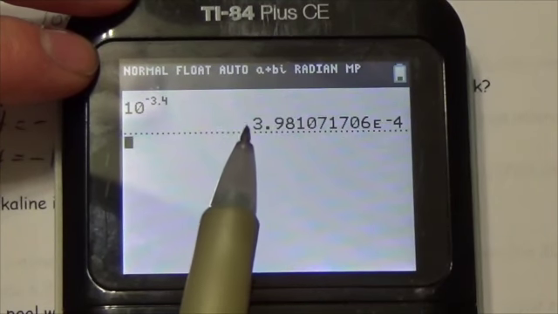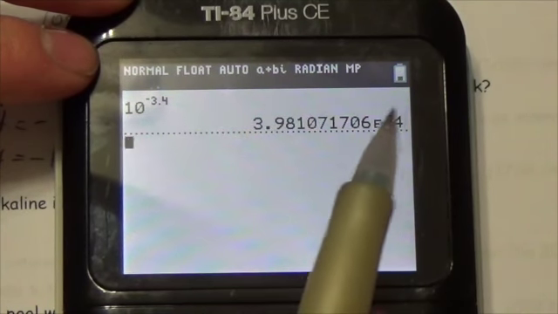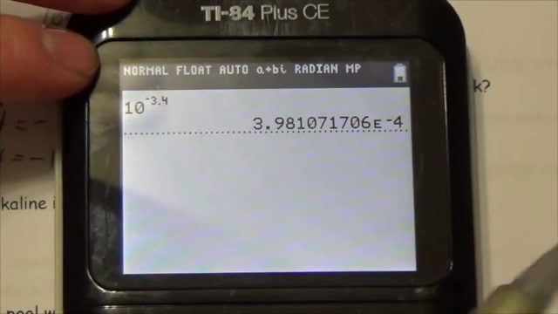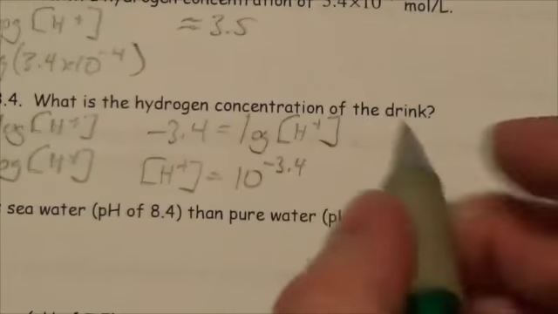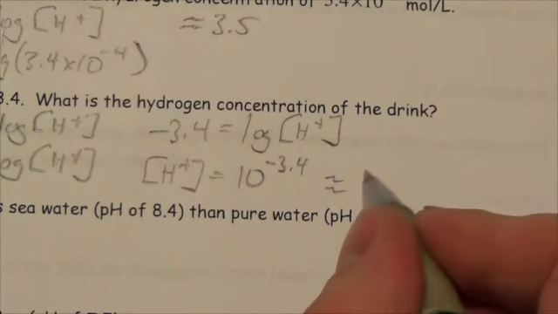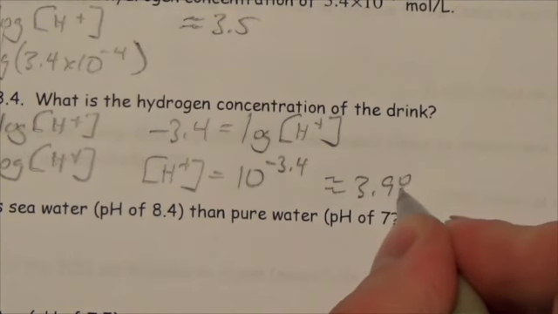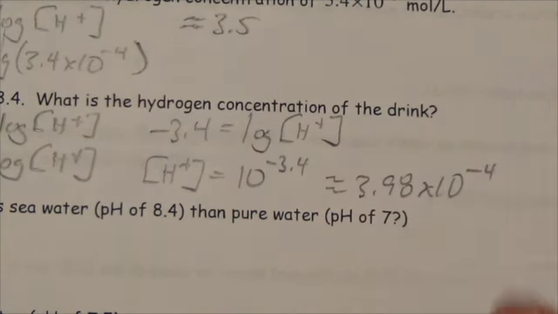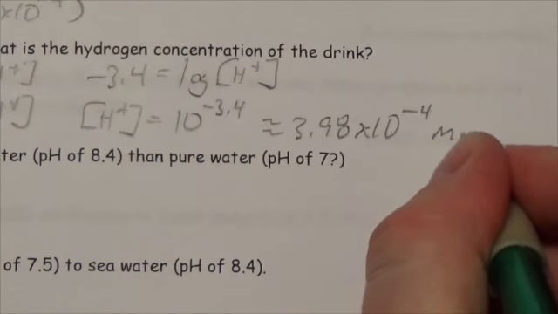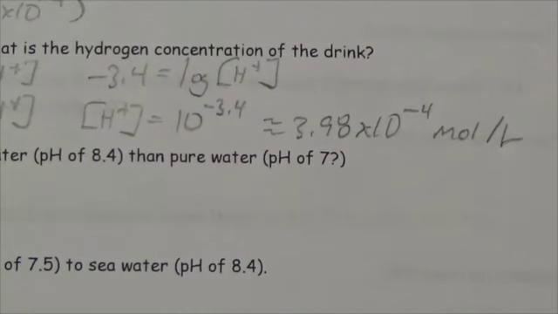And we get, what is it, 3.98. And this back here means times 10 to the negative 4. Okay, so approximately equal to 3.98 times 10 to the negative 4 moles per liter. There you go.